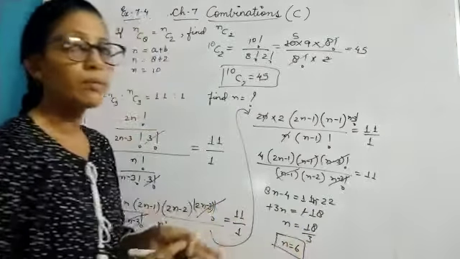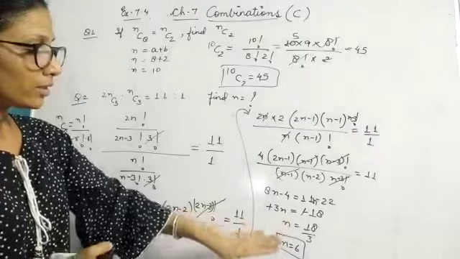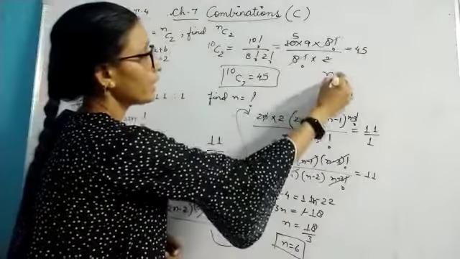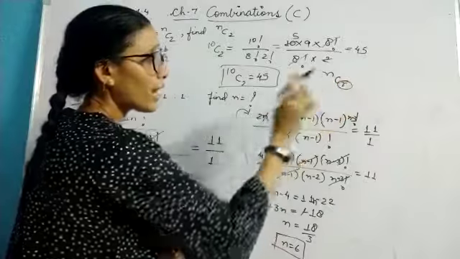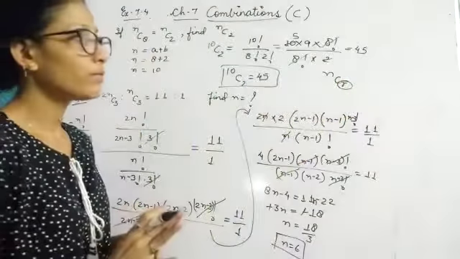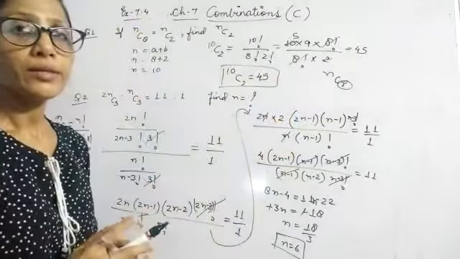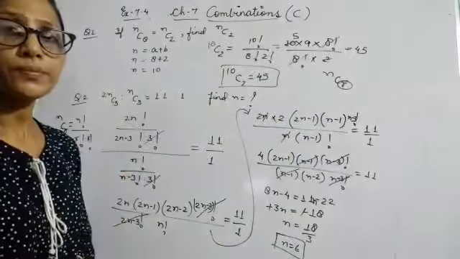Children, always remember your n will always be greater than the value of r. If you are writing nCr, then this r cannot be negative, and this r cannot exceed the value of n. Let's see the next question now.